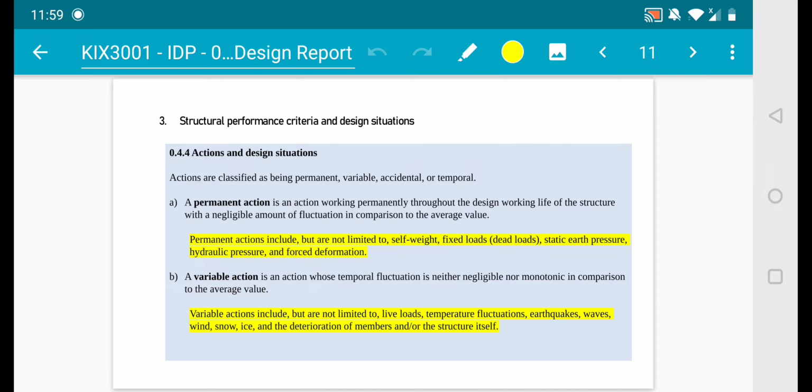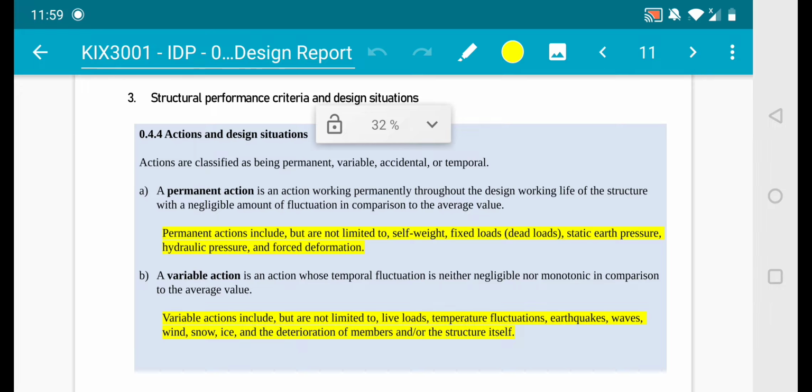Now let's look at the next item, which is still under item number 3, but the second one, on your loading. You should know that when you design something, it must be based on a loading or design situation. For this design situation, you have a total of 4 types of loading, which is permanent, variable, accidental, and temporal. Each one of these should represent all these types of loading.